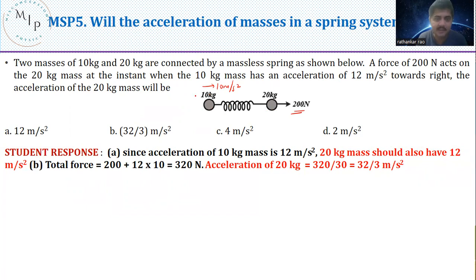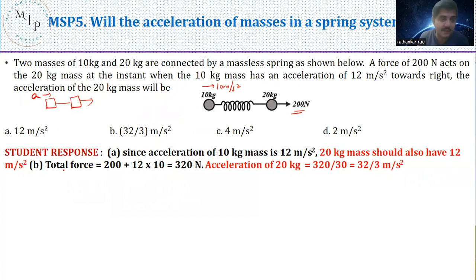Now, when you read this statement, the students relate it to something like this. There's a force acting here. There are two blocks of different masses connected by a string. If this has an acceleration a, then what should be this acceleration? Most of the time we have seen that this acceleration will also be the same. Why should it be the same? Because it's a rigid string, and the distance between these two never changes. As a result, most of the students have written the answer that the 20 kg mass should also have 12 meter per second square. That's one kind of response we have got.